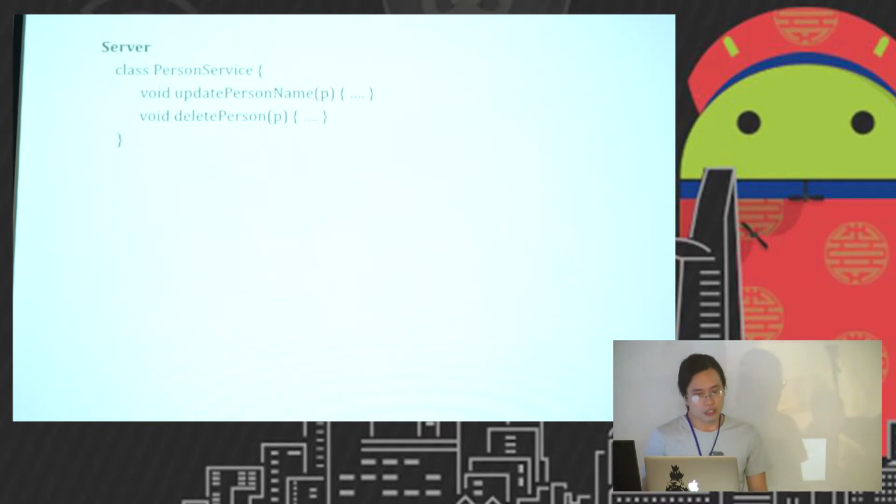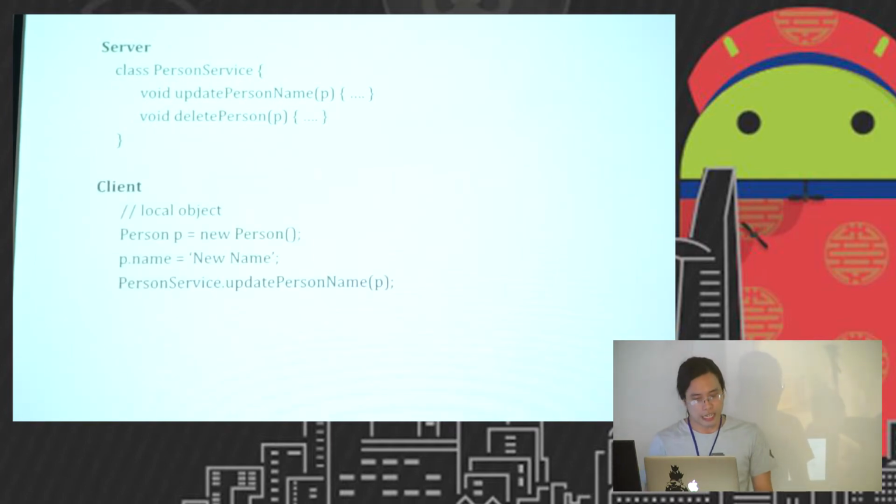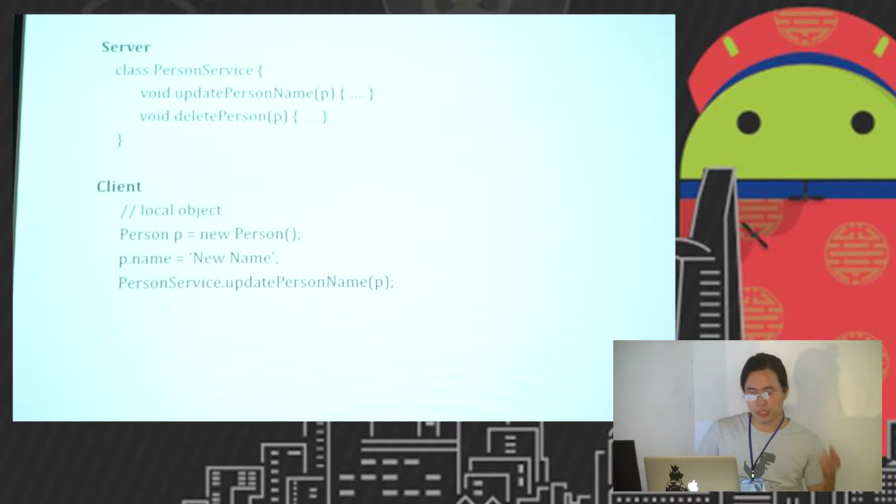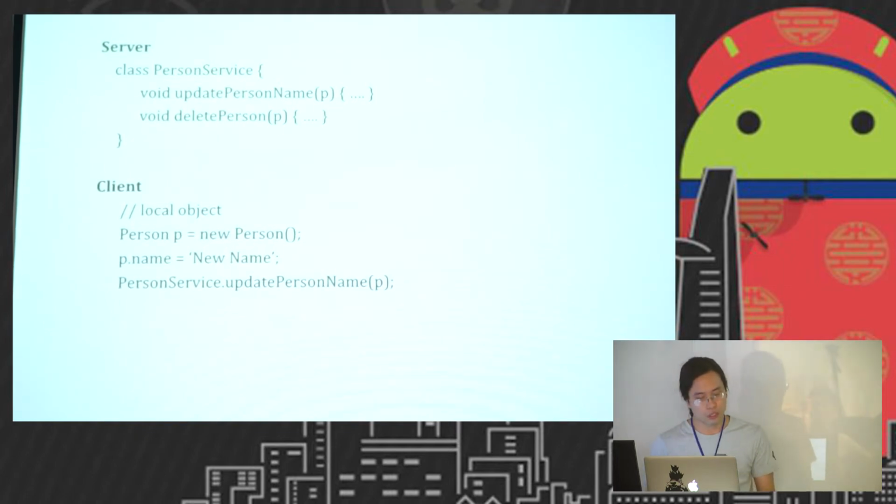But in RPC code, firstly, we define the methods, the service on the server. This is the interface. For example, the server supports two methods. And then on the client, we create the person, we set some attributes, and we call, for example, update person name. It's like we are calling local methods, but actually they are creating the request and sending it to the server, and it is all done behind the scenes.